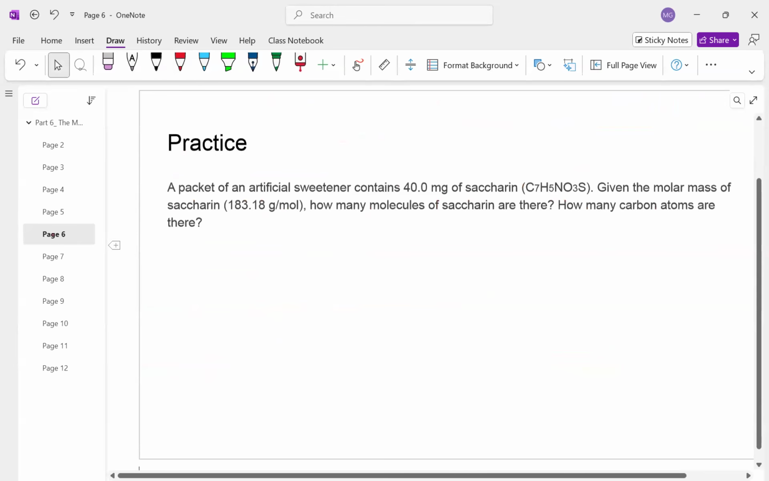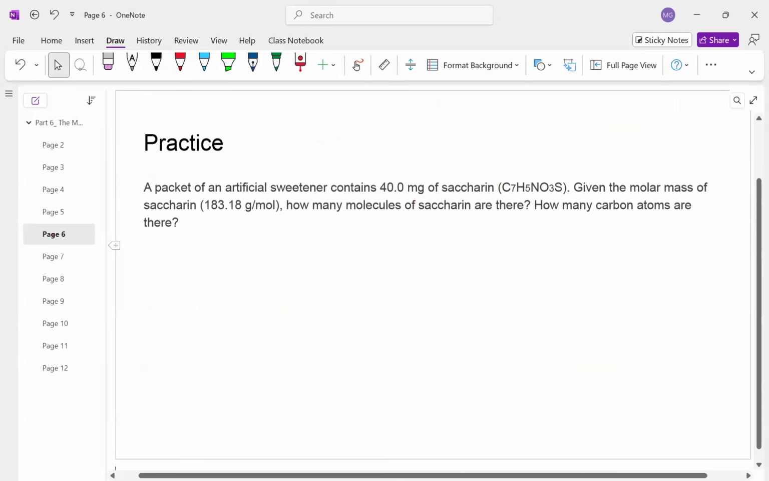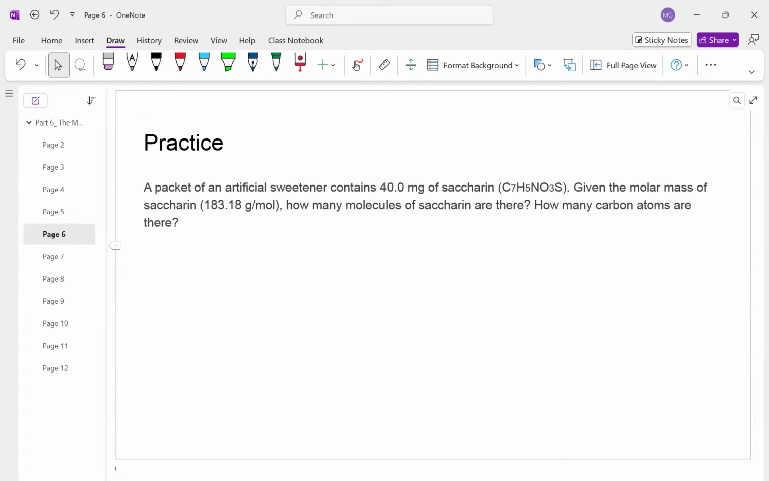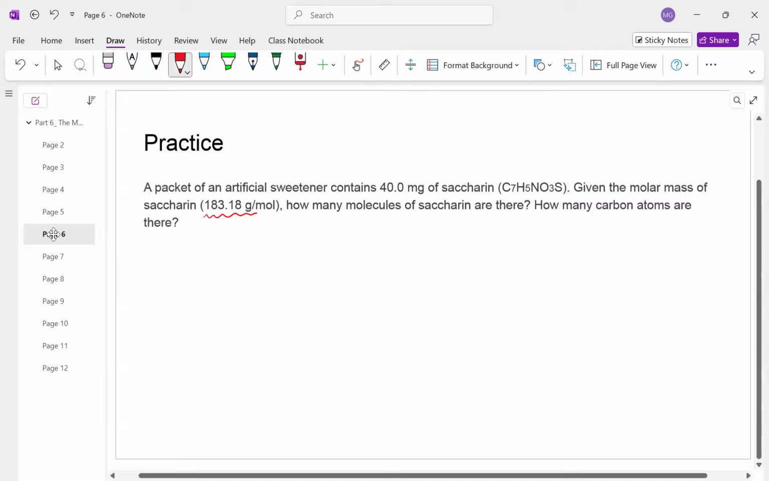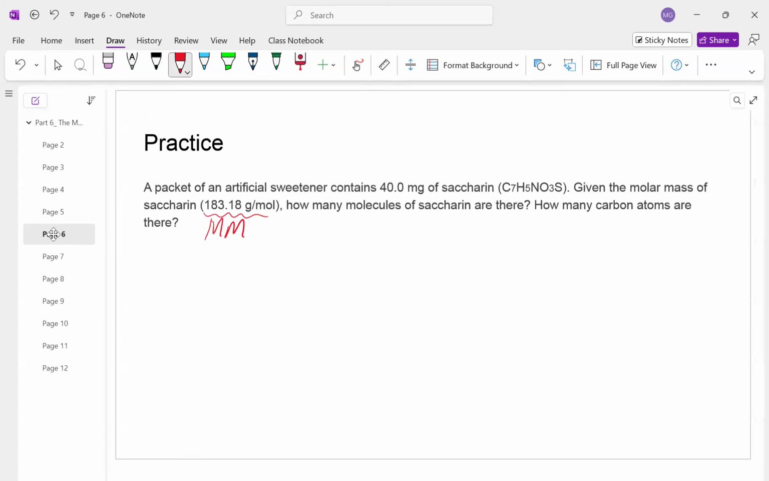Let's do another practice problem. So a packet of artificial sweetener contains 40 milligrams of saccharin. And then there's a molecular formula there. Given the molar mass of saccharin, and this problem's kind enough to give it to you, you don't have to worry about calculating it. How many molecules of saccharin are there? And then how many carbon atoms are there? Let's just deal with the first question first.